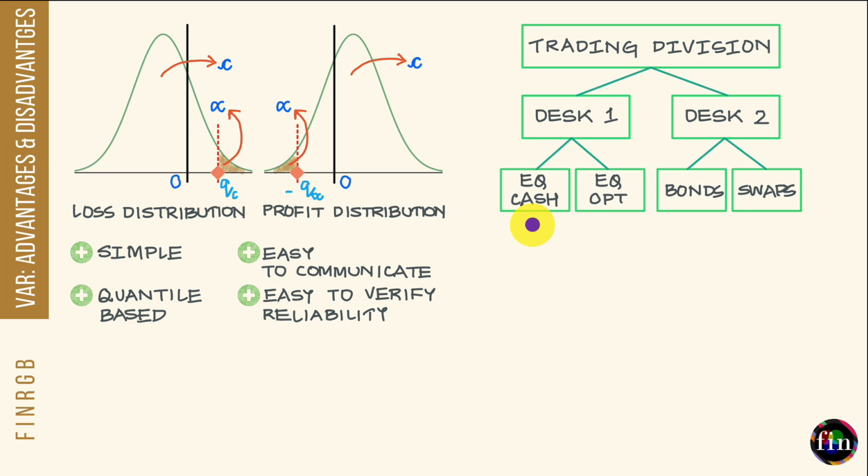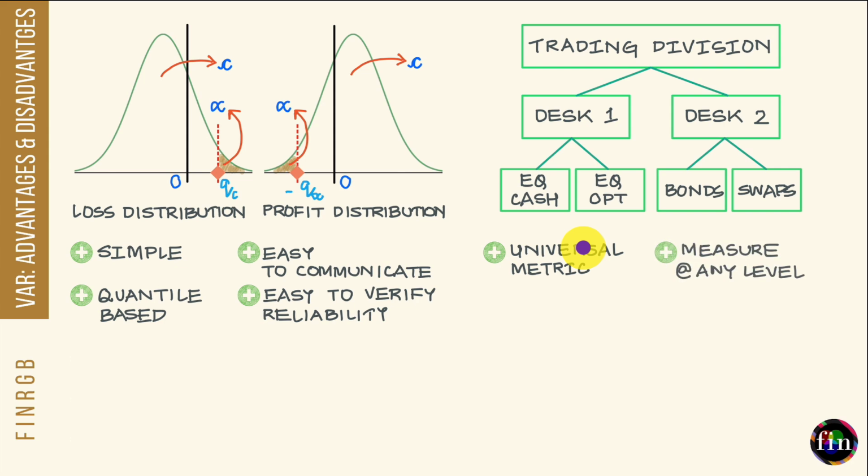Now, once VaR enters the picture, it provides a universal metric, a universal measure of risk, which can be calculated for each of these very different types of positions. And this universal measure of risk then helps you compare the risk of very different types of positions. Okay, this is my first advantage of VaR in this camp.